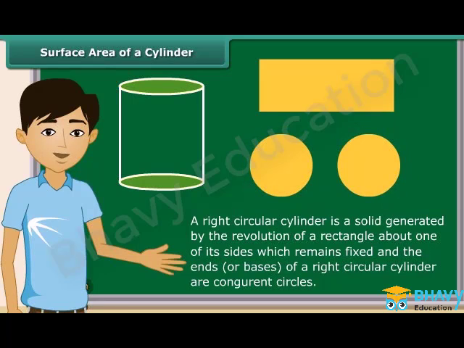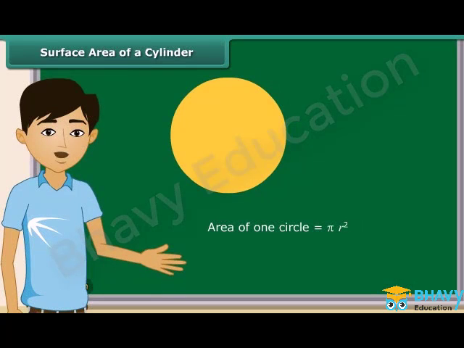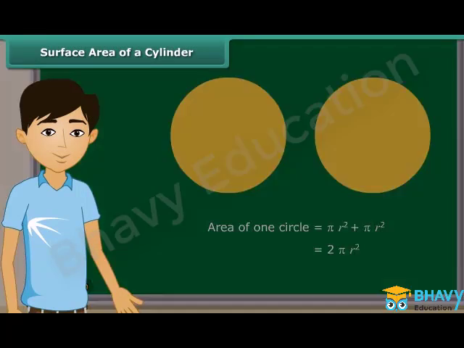Well, to find the total surface area of a cylinder, we must calculate the area of the two bases and the rectangle. The area of one circle is pi r square. So, for two circles, you get 2 pi r square.